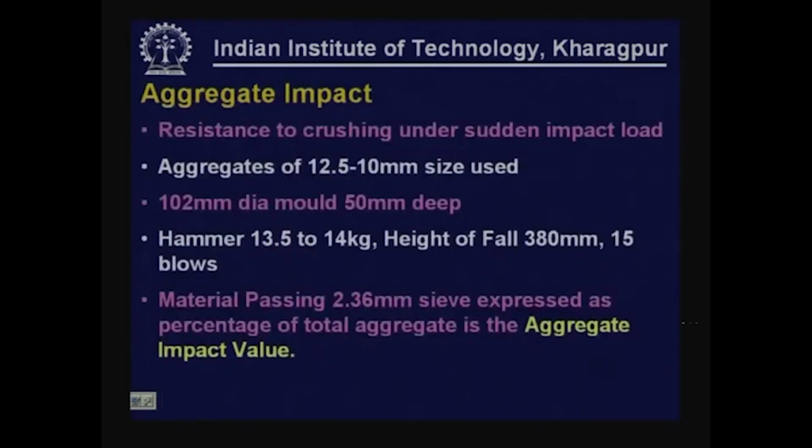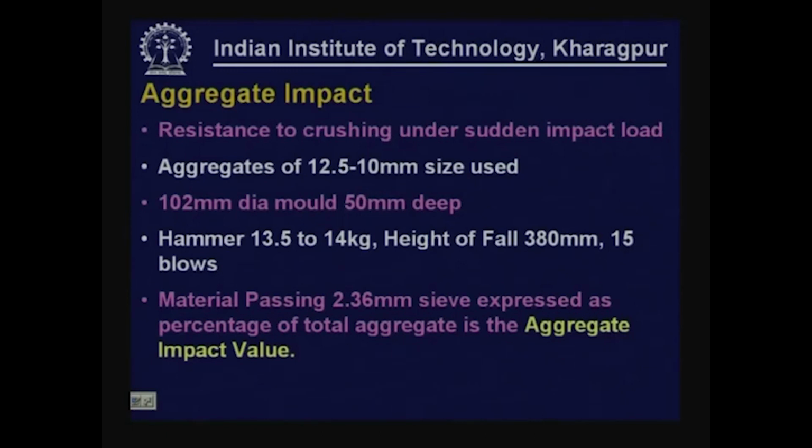The next important test that is normally conducted on aggregates is the aggregate impact test. This is used to measure the resistance to crushing under sudden impact load. Aggregates of 12.5 to 10 millimeter size are used in this test. The aggregates are packed into a 102 millimeter dia mold, which is 50 millimeter deep.